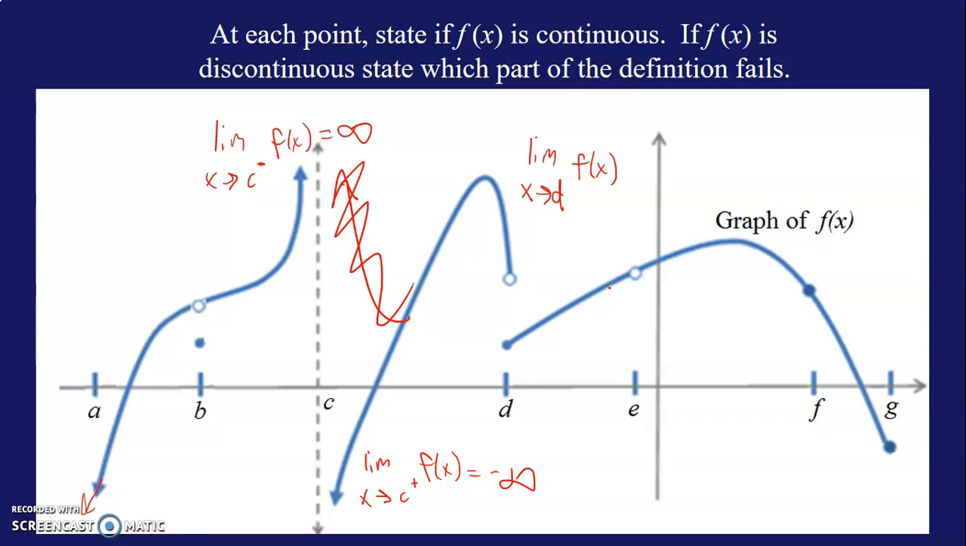At E, the limit exists, the left side limit and the right side limit both exist and they're at the same y value, but the function does not exist. So this is not continuous.